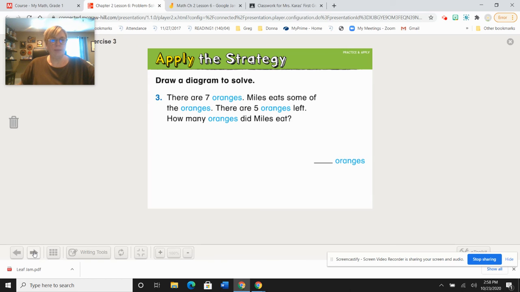Okay, number 3. Again, this is the last one that I want you to underline what you know and circle what you need to find out. And pause after I finish reading it to you. There are 7 oranges. Miles eats some of the oranges. There are 5 oranges left. How many oranges did Miles eat? Pause now. Hey, he ate 2.